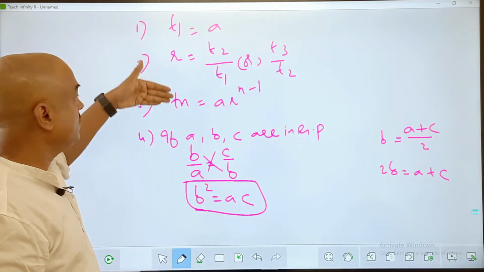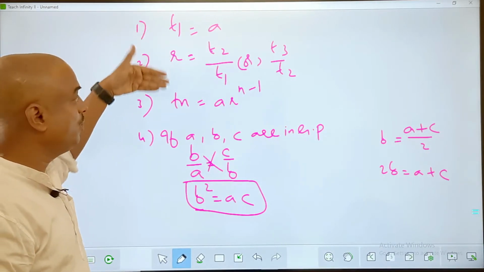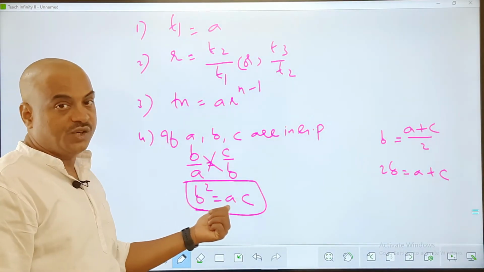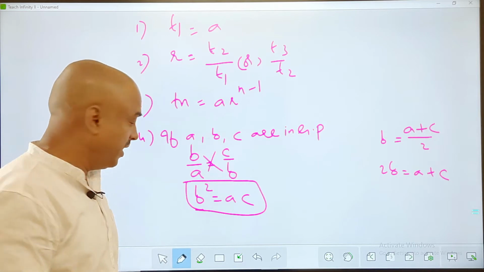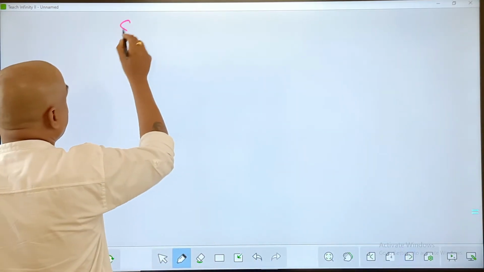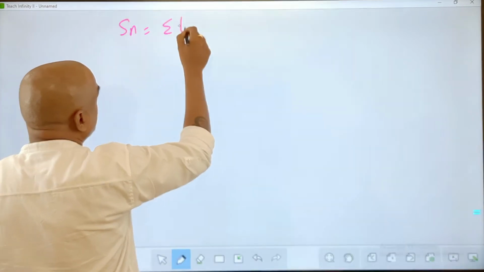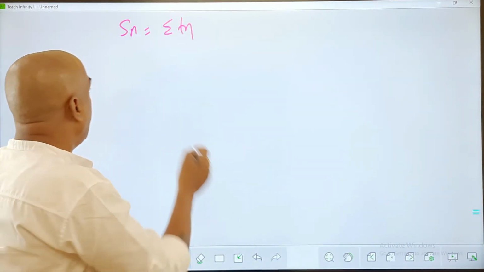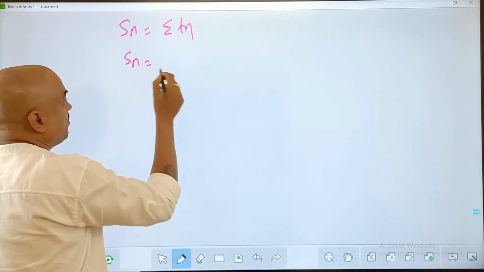So first term, general term, common ratio R value can be greater than 1 or less than 1, and the condition for three terms being in geometric progression. Now, continuation, what is Sn here? Sn is the same for arithmetic or geometric. What is Sn? Sum of n terms. And there are certain formulas for this, my friend.